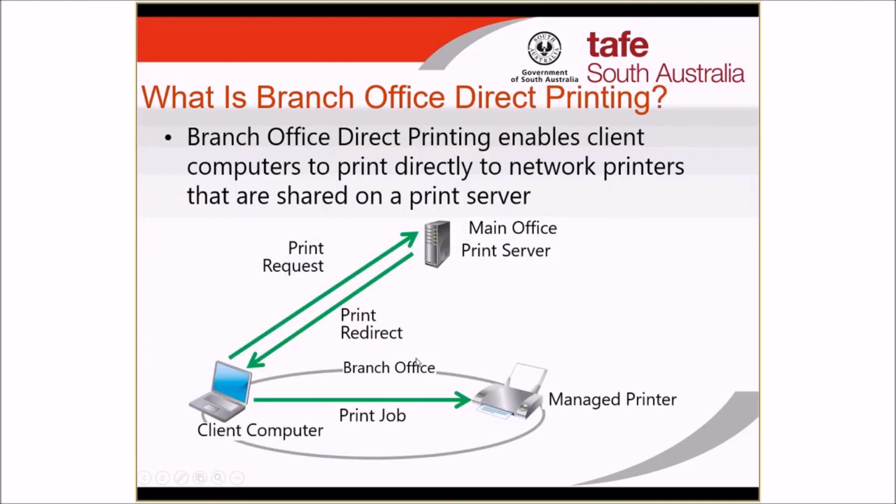There's also this thing called branch office direct printing. So what is branch office direct printing? Branch office direct printing enables client computers to print directly to network printers that are shared on the network server. Basically, if I'm in a branch office and this print server is in the main office, this might be Adelaide City, this might be Noarlunga, or a totally different branch office. We still have the main office server controlling access to this printer. So we send a print request to the main server, the server sends it back, and then the print job is sent to the computer.